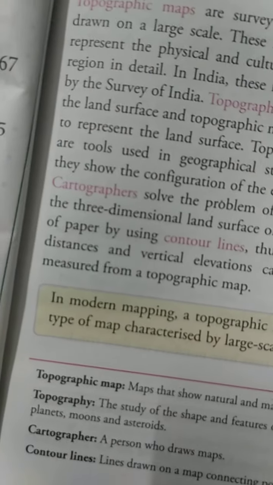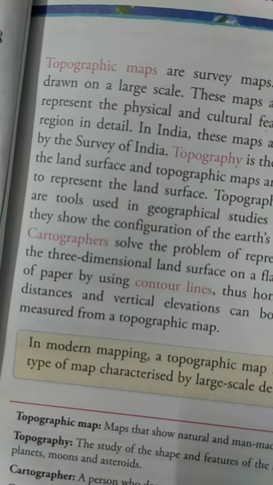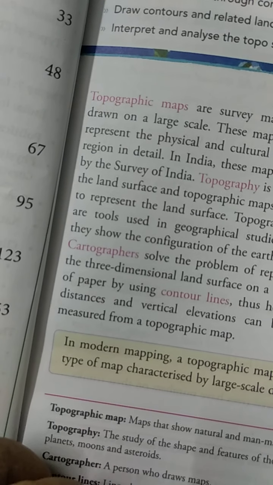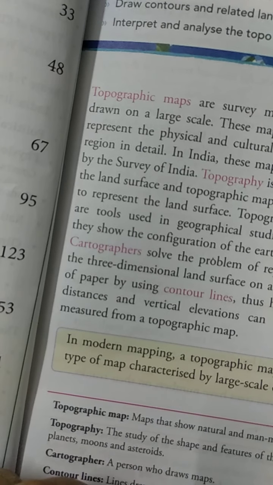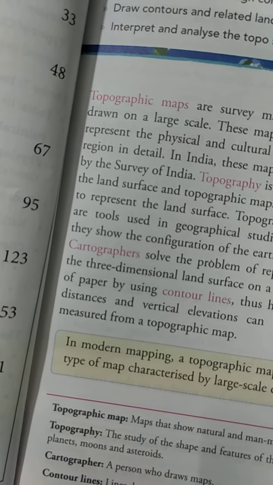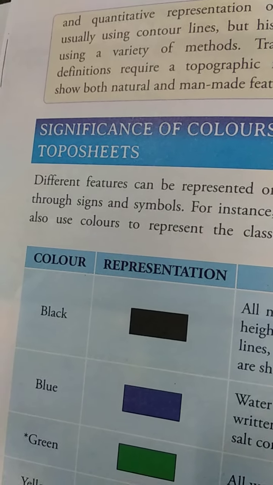What are contour lines? Contour lines are lines drawn on a map connecting points of equal elevation, or the places that are at equal level from the sea. So horizontal distance and vertical distance elevations can both be measured from the topographic map. While drawing a topographic map, different features are represented on the map with different signs and symbols.